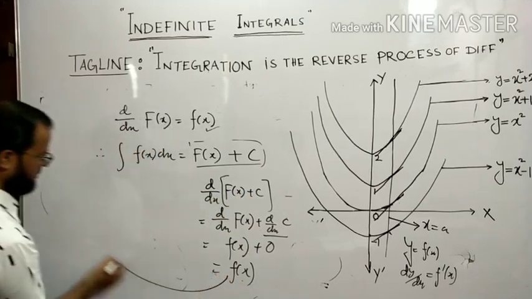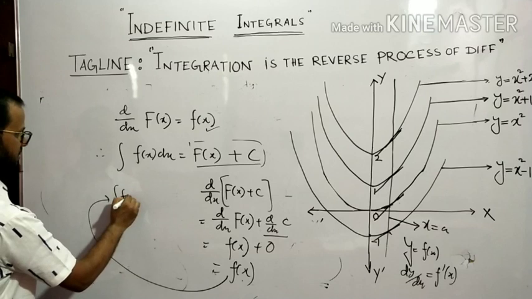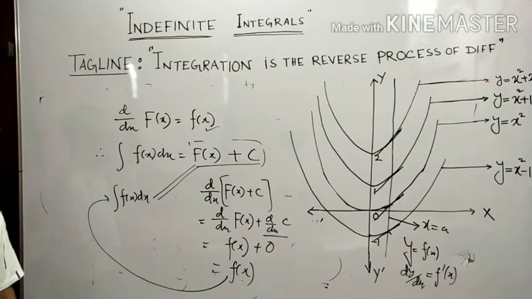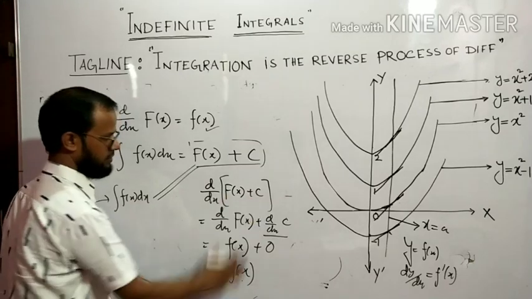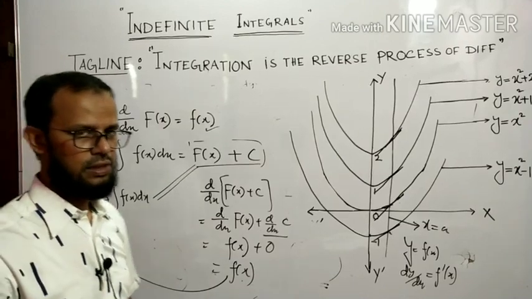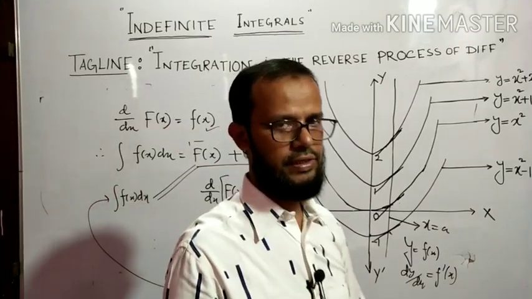सो फाइनली उसका इंटीग्रेशन क्या होगा, इंटीग्रेशन f(x) dx इज इक्वल टू व्हाट, दिस वन। क्लियर, इंटीग्रेशन f(x) dx इज इक्वल टू capital F(x) plus c. So this is called, integration is the reverse process of differentiation. It is called antiderivative.